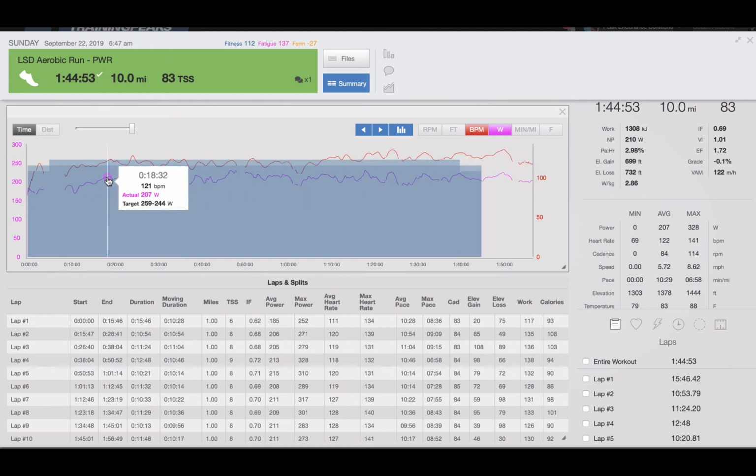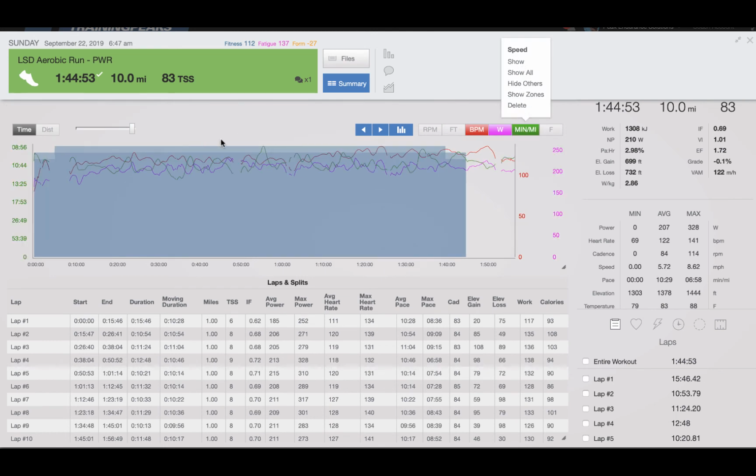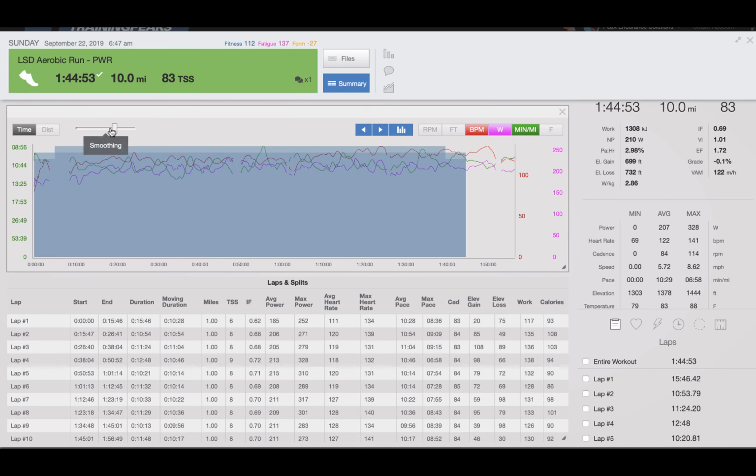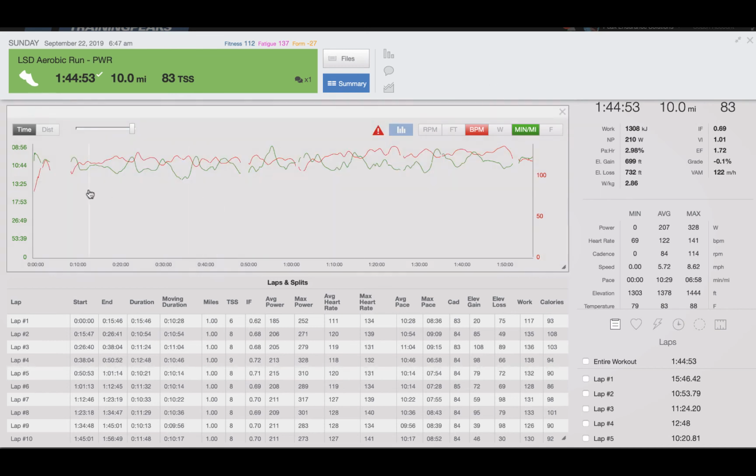So I started off relatively slow, and this is actually my power output that you're looking at, because I have a power meter on the run. But if we also look at my pace, it's about as smoothed out as it'll go. If I were to hide my power output, you'll see that my pace also picks up towards the end, and I think I just naturally picked up the pace a little bit towards the end.